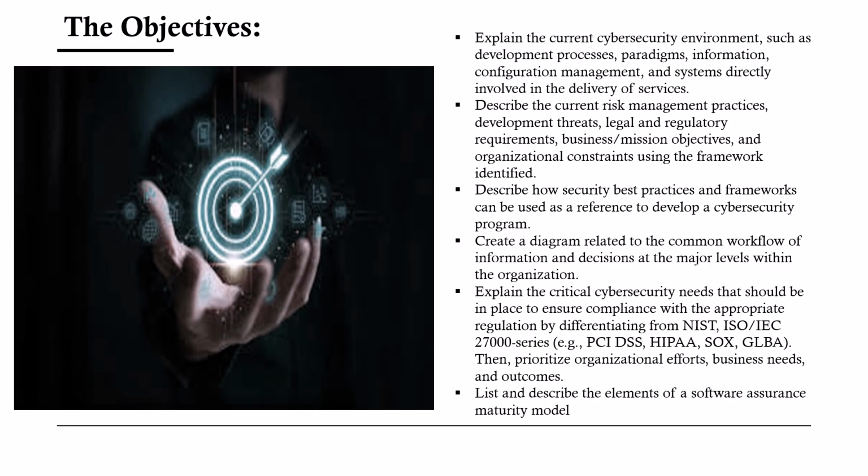We're going to create a diagram related to the common workflow of information and decisions at the major levels within our organization. And we're going to explain the critical cybersecurity needs that should be in place to ensure compliance with the appropriate regulation by differentiating the NIST, ISO, PCI DSS regulations, PIPA regulations, SOX regulations, and the GLBA regulations. And then we're going to prioritize our organizational efforts, business needs, and outcomes. And then finally, we're going to list and describe the elements of our software assurance maturity model. That's basically what we'll be learning throughout this presentation.